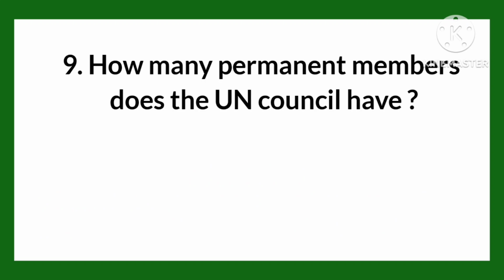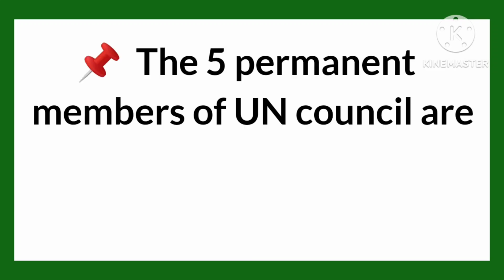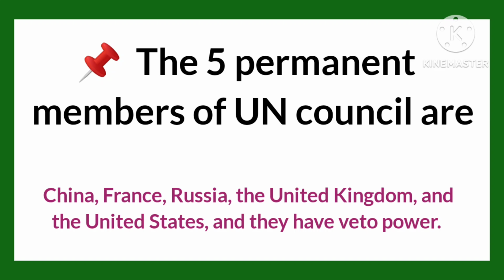Ninth question. How many permanent members does the UN Council have? Answer: 5 members. The 5 permanent members of the UN Council are China, France, Russia, the United Kingdom and the United States, and they have veto power.